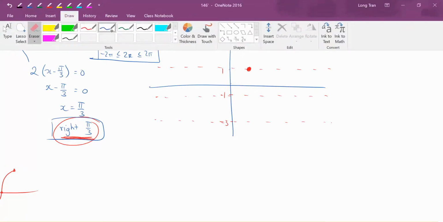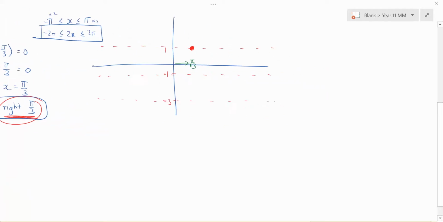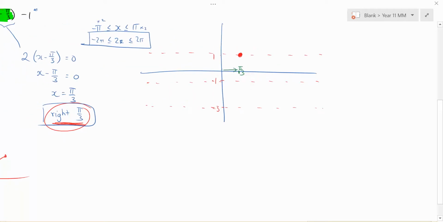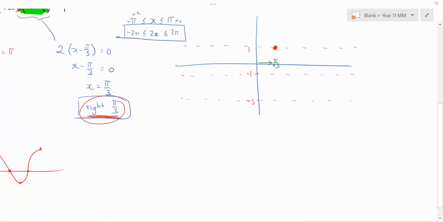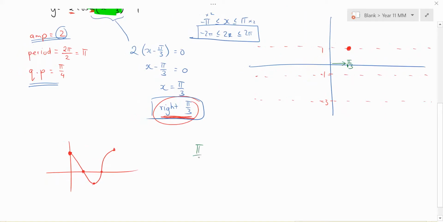And I now know that it's moved to the right by pi on 3. So that's my first point. Okay, now here's the tricky part. So now I know that's the starting point, right? That's the starting point. What you need to understand is, if that's my starting point, which is pi on 3, how far is it from the start to the center?